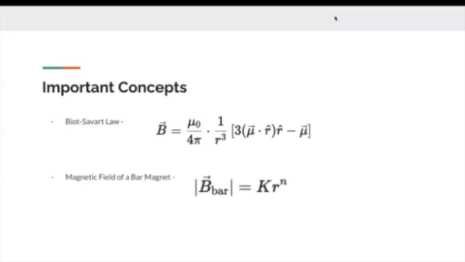The Biot-Savart law is shown over here, where B is the magnetic field vector, μ₀ is the permeability of free space, μ is the magnetic dipole moment, r hat is the unit vector from the dipole to the observation point, and r is the distance from the dipole to the observation point.